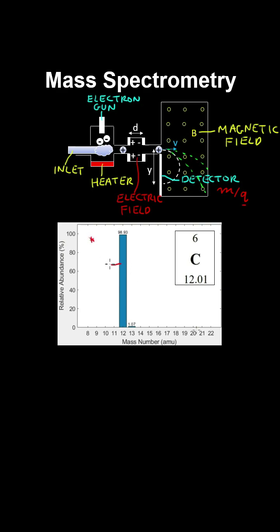The mass to charge ratio is measured at the detector, and here is a simplified mass spectrum which shows the different isotopes of carbon. And we'll look at interpreting this mass spectrum to determine the average atomic mass of an element using the atomic masses of the isotopes and their relative abundance.